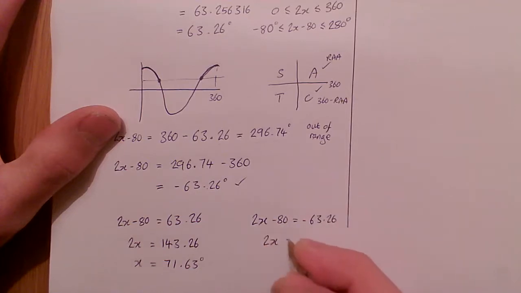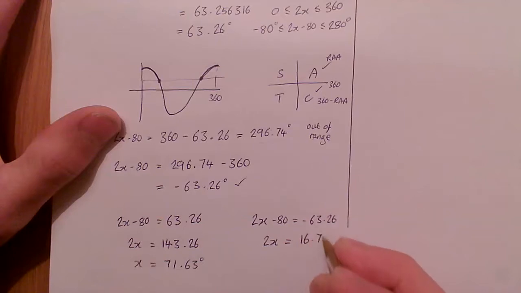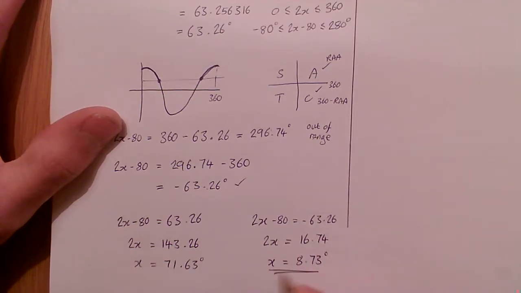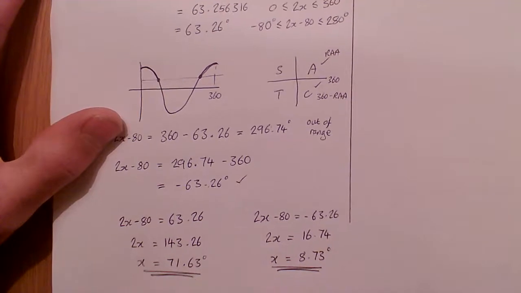Adding 80 to both sides, then 2x equals 16.74. And finally, dividing both sides by 2, x equals 8.73 degrees. So I've got two answers, that one and that one.